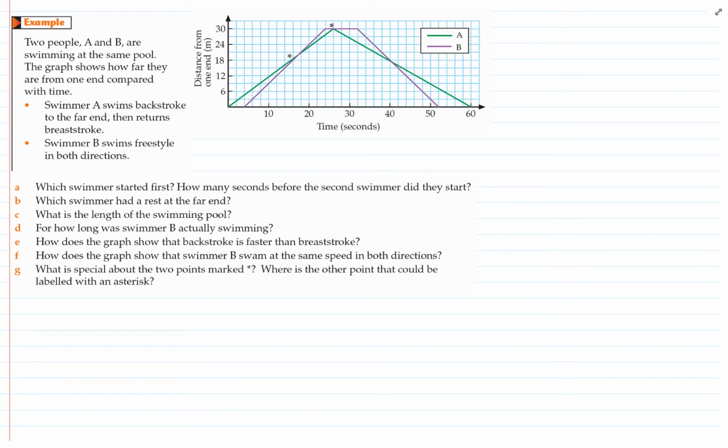So the first question is asking us which swimmer started first and how many seconds before did they start. So if we look at which graph starts first, it's the green graph, which corresponds to swimmer A. So swimmer A started first, and the next part of the question says how many seconds did they start before. So here's 10 seconds, and it looks like our time scales between 0 and 10 have been divided by 5, and so 10 divided by 5 is 2, and I can see that there's 2 squares before the next swimmer starts, and so that would be 2 times 2, which is 4 seconds. And so A starts 4 seconds before B.